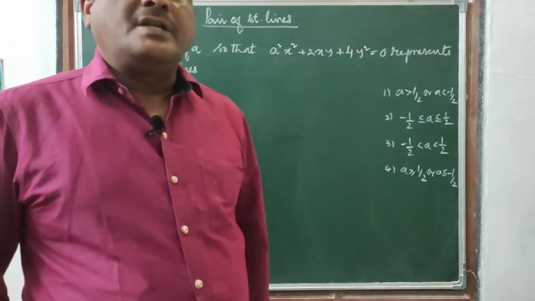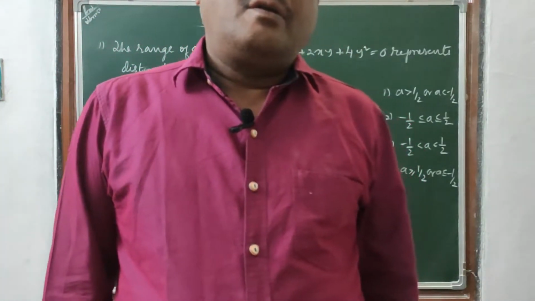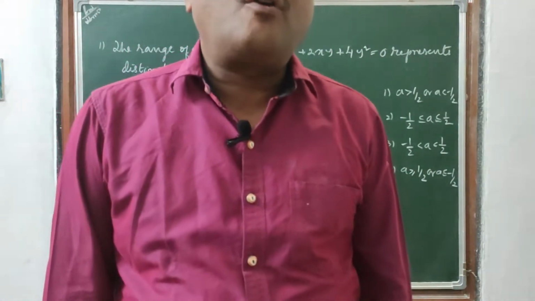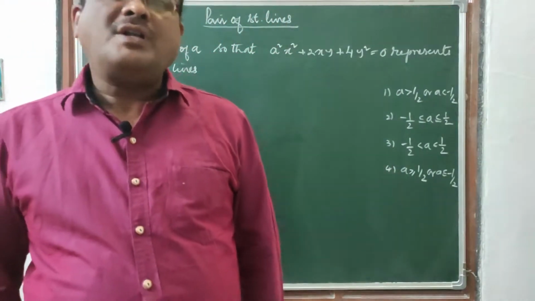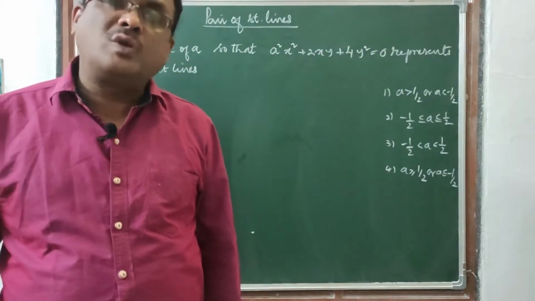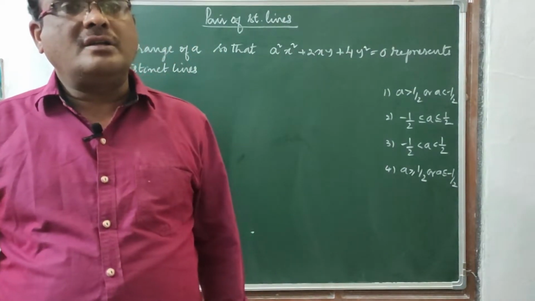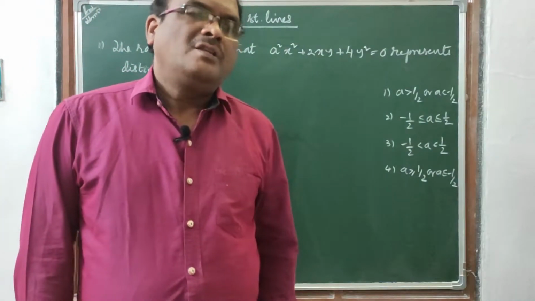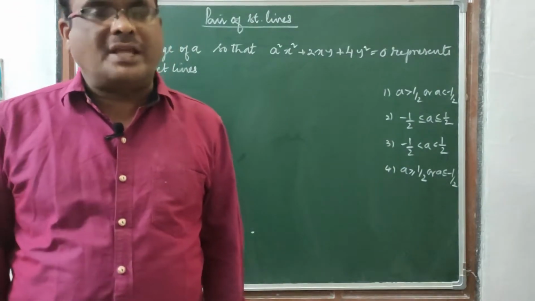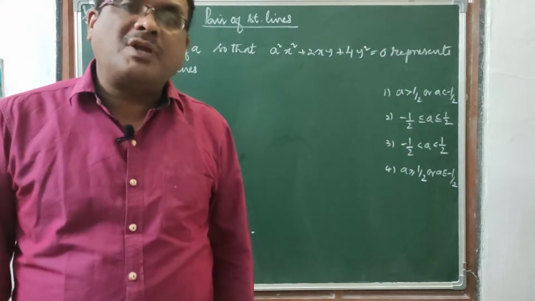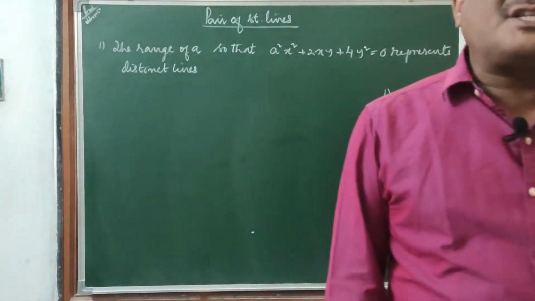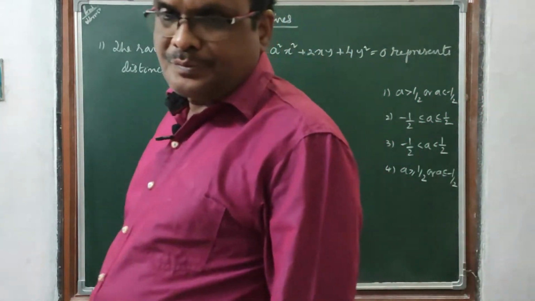Hey guys, today I am going to discuss the problems on pair of straight lines. What is pair of straight lines? The combined equation of two lines is called pair of straight lines. Generally, y = m1x and y = m2x are two lines. The combined equation is taken as (y - m1x)(y - m2x) = 0.